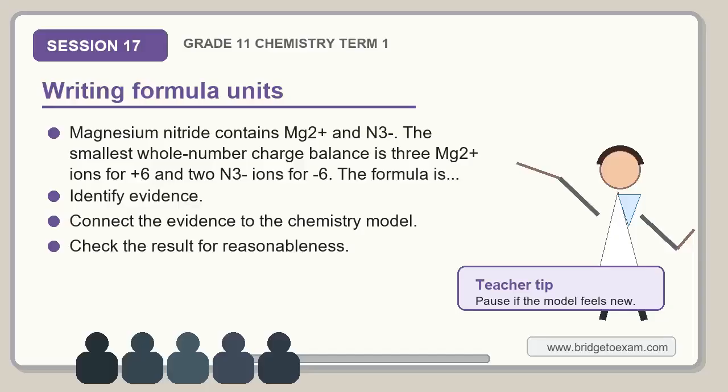Now let's work an example. Writing formula units. Magnesium nitride contains Mg2+ and N3-. The smallest whole number charge balance is 3 Mg2+ ions for +6 and 2 N3- ions for -6. The formula is Mg3N2. This does not mean one isolated molecule with 5 atoms. It means the lattice has a 3:2 ratio of magnesium ions to nitride ions. Notice how the answer comes from evidence and reasoning, not from guessing.